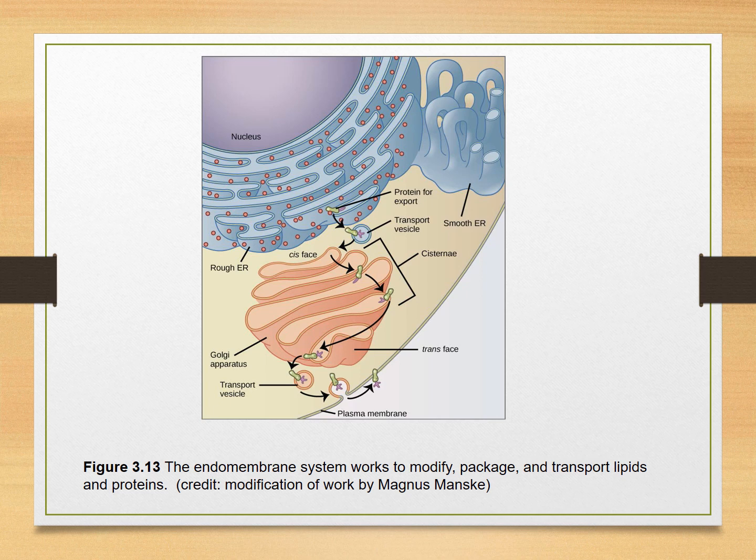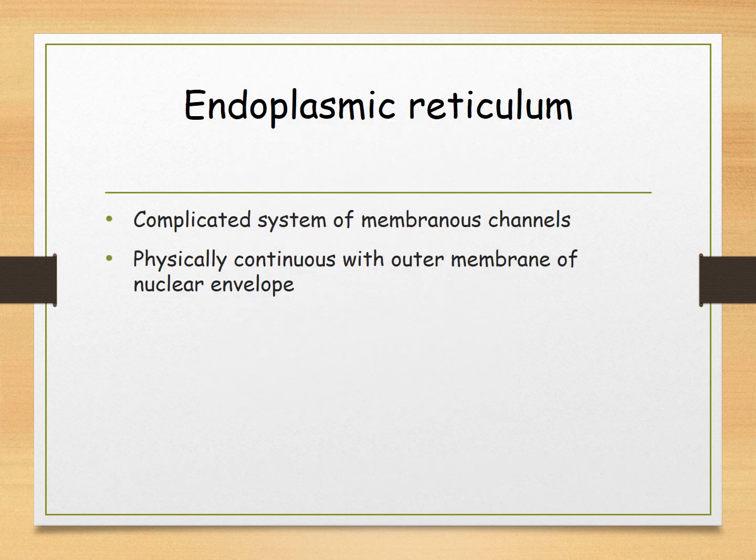In this diagram, you can see a transport vesicle that is transporting proteins from the endoplasmic reticulum to the Golgi apparatus. And you can see it's kind of continuous from the nuclear envelope as it moves outward into the plasma membrane. The endoplasmic reticulum, or sometimes just called the ER, is a complex system of membranous channels. It's physically connected to the outer membrane of the nuclear envelope.